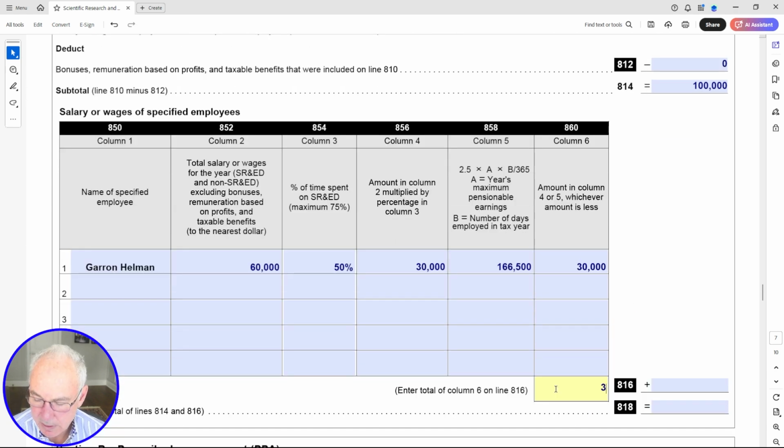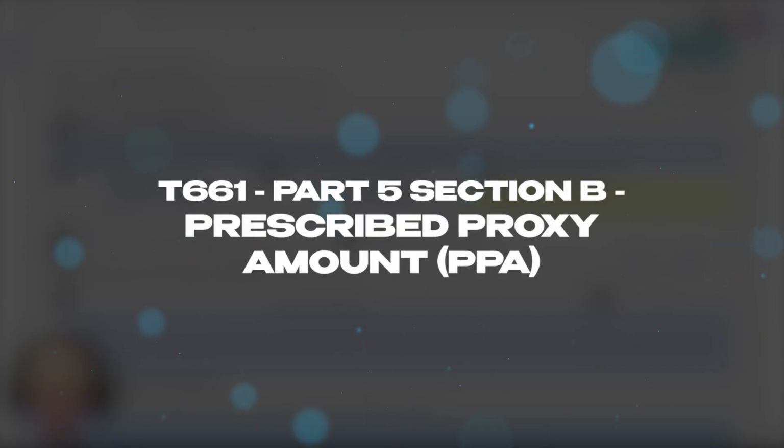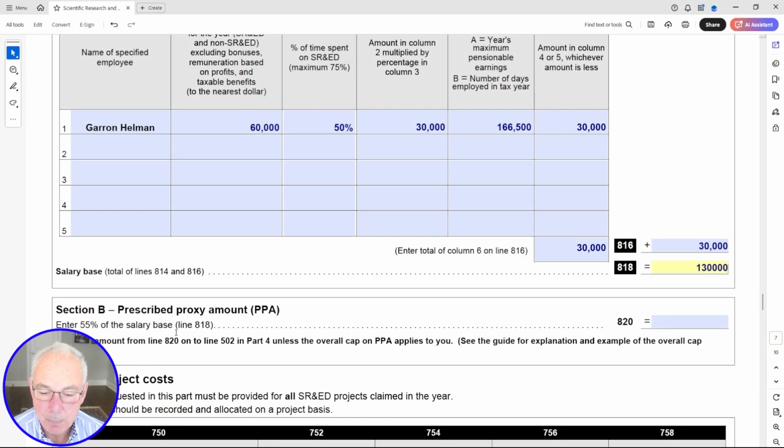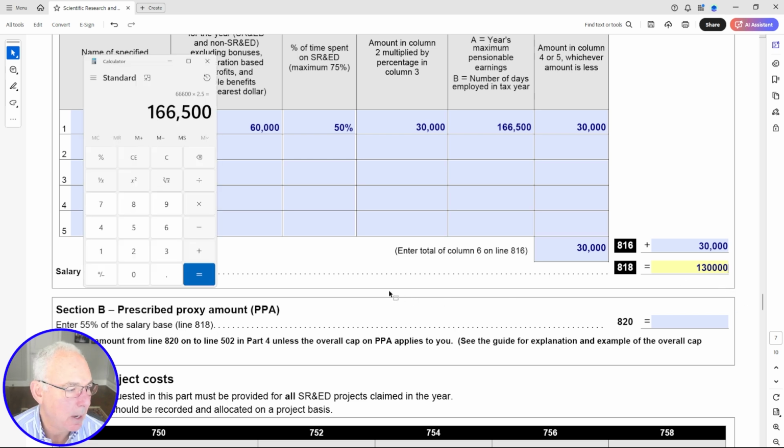We then put the sum of all of the specified employees over here and transfer it over here. And so line 118 is the sum of 116 and 114. So we have our $130,000. In section B, we enter 55% of the salary base in line 118. So let's go back to our calculator. It would be $130,000 times 0.55, which is $71,500.